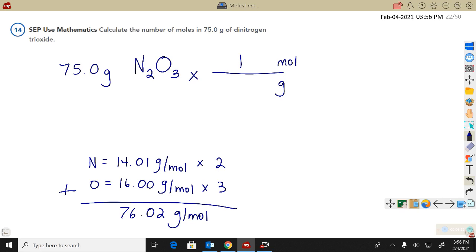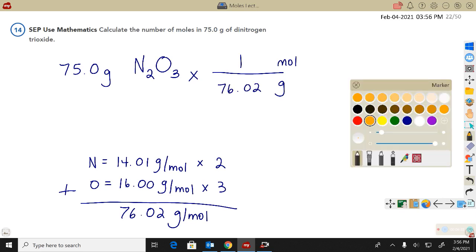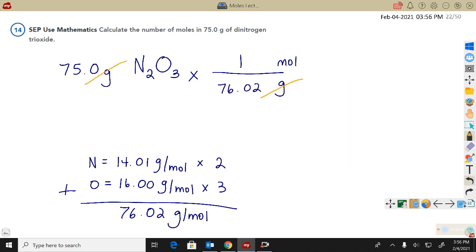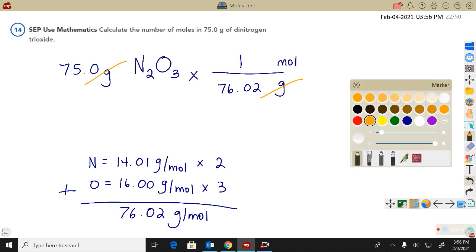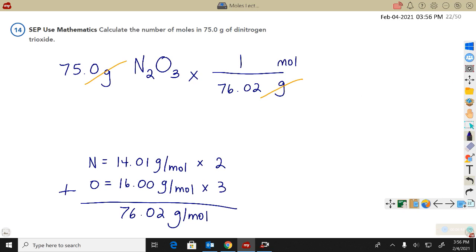Then what does grams per mole mean? It means that it is the mass of 1 mole. I love it. So I got her set up right. I got grams on the top. It'll cancel with grams on the bottom. I can multiply across the top and divide on the bottom. But again, I'm not really going to multiply by 1. I'm going to say 75 divided by 76.02.